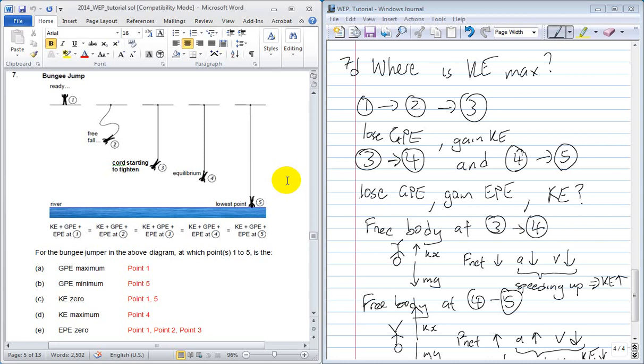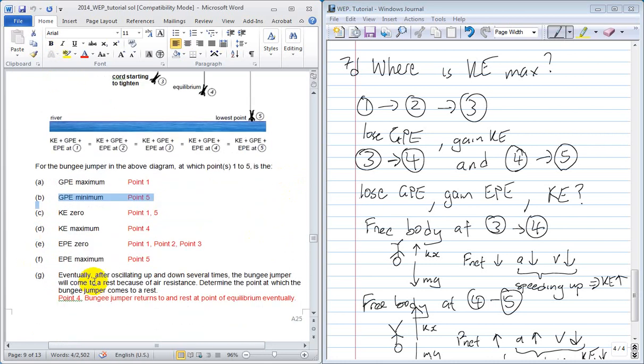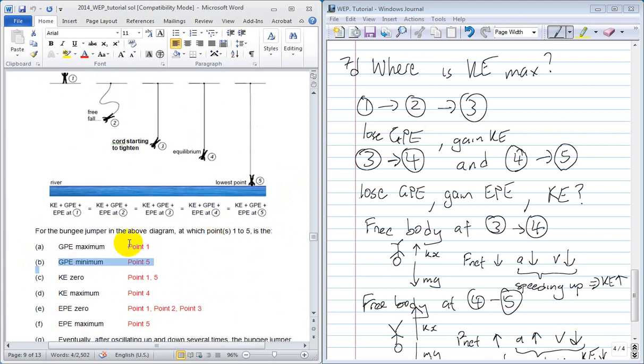Okay, we have a look at a question with bungee jump. You are supposed to fill in where the GP is maximum, GP is minimum, and so forth. GP maximum is very easy, it's at the highest point, obviously. GP minimum obviously is at the lowest point. KE is 0 at 0.1 because I'm at rest. At 0.5 I'm also at rest, because I'm at the lowest point, which means that my velocity changes direction at this point.